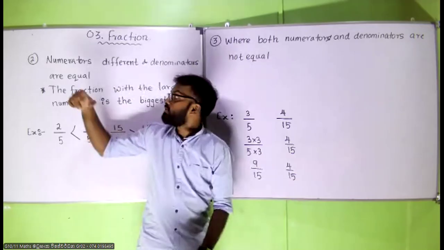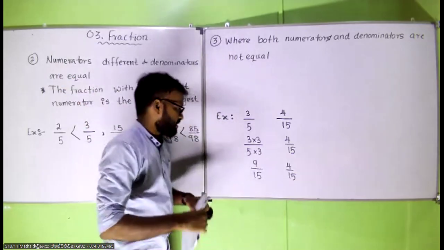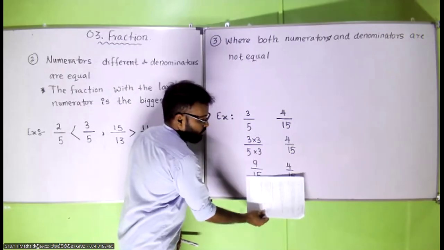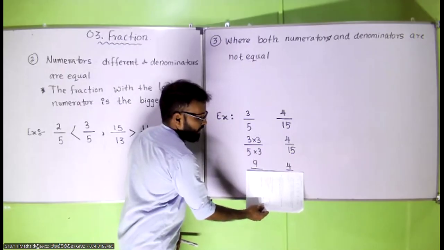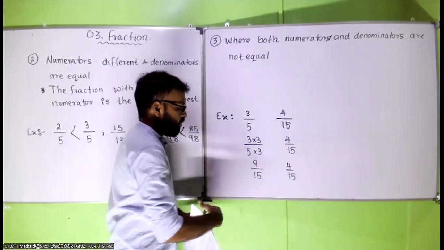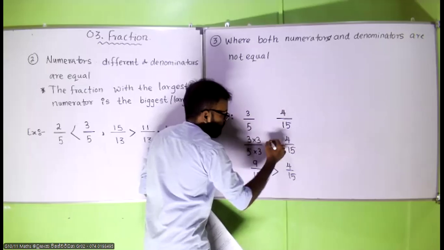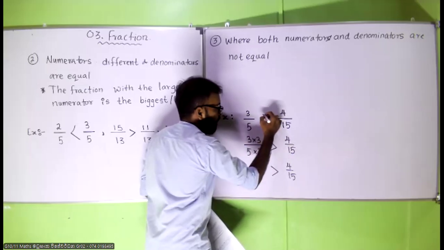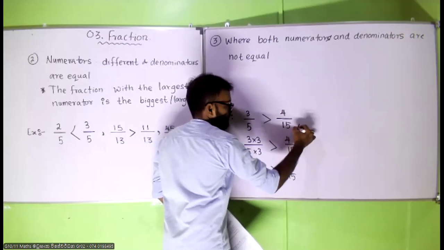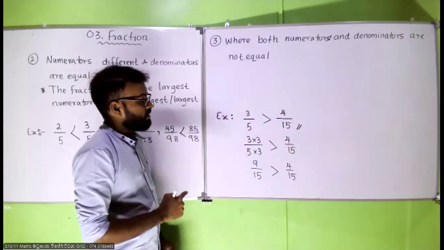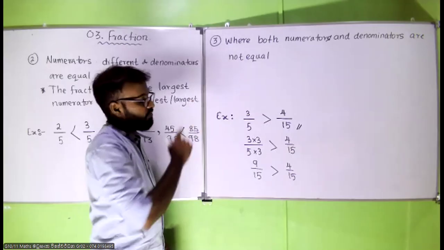Our second case. Equal denominators. So just forget them and find the biggest numerator. 9 is the biggest numerator, right? So this fraction is the biggest. So you can go reverse. So this is your answer. 3 upon 5 is larger than 4 upon 15.